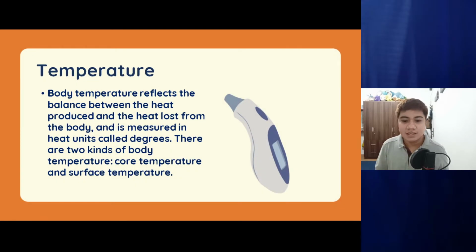Sige. First is we have your temperature. So body temperature reflects the balance between the heat produced and the heat lost from the body and is measured in heat units called your degrees. So your temperature class is divided into two kinds. We have your core temperature and we have your surface temperature.